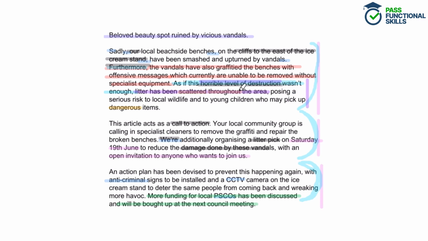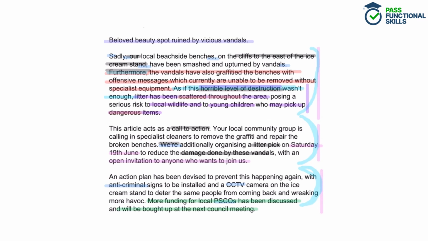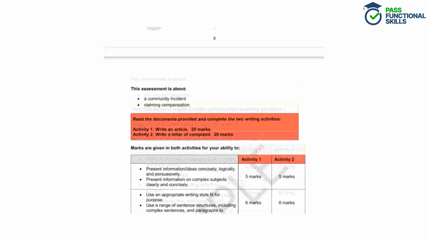Then we have the impact of this litter that's been scattered. So it poses a risk to local wildlife, and we've got a connective to add even more information there, and to young children. And then it explains that these young children may pick up the dangerous items. So we've included lots of ideas within the same sentence to join them together. See if you can try to join ideas together within your own answers and try to form longer sentences as well as short ones. So overall, this is a really good answer because it matches up with all of the marking criteria that we've been given.